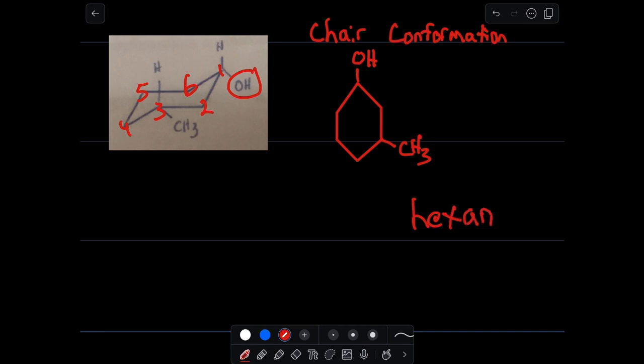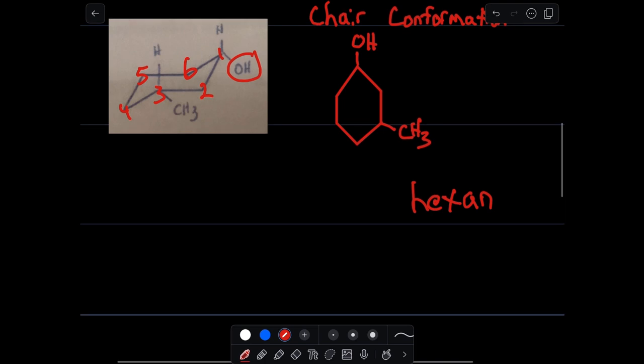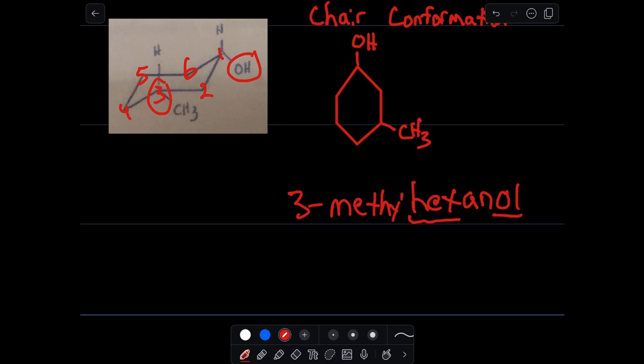It's not really a hexane because it's an alcohol, so we just name that hexanol. Again, the OH determines that it's an alcohol, and 6 carbons determines that it's a hex. On this 3 carbon here, we have the methyl group, so that'll be 3-methyl hexanol. And if you were just looking at this conformation here, that's all you can name it, is 3-methyl hexanol.